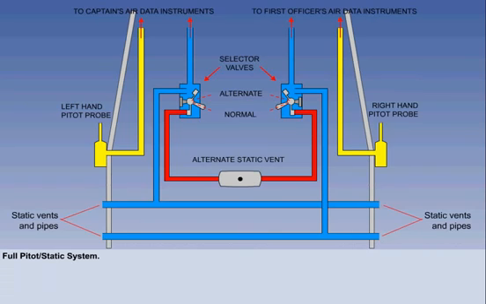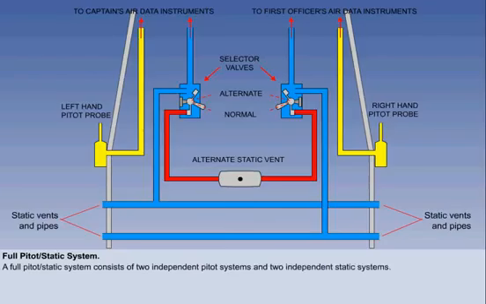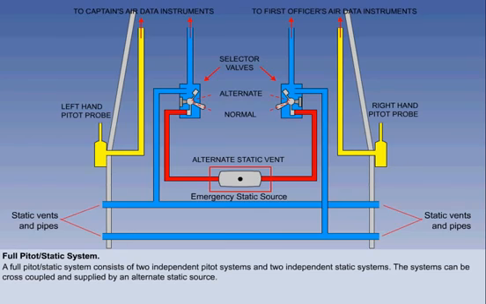Finally, in this lesson, we will look at a full pitot static system. In diagrammatic form, the system is illustrated here. We can see that the two pitot systems, coloured yellow here, function independently of each other, as do the two static systems, which are coloured blue here. Although the captain's and first officer's systems are usually independent of each other, they each sense pressures from both left and right sides of the aircraft. Note that the two static systems are also capable of being cross-fed and supplied by an alternate static source.